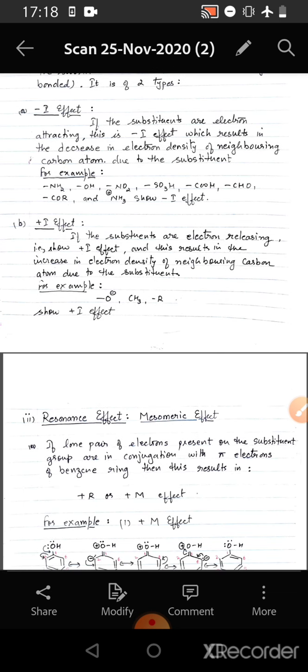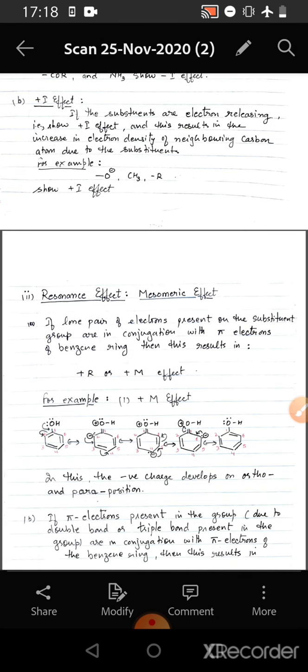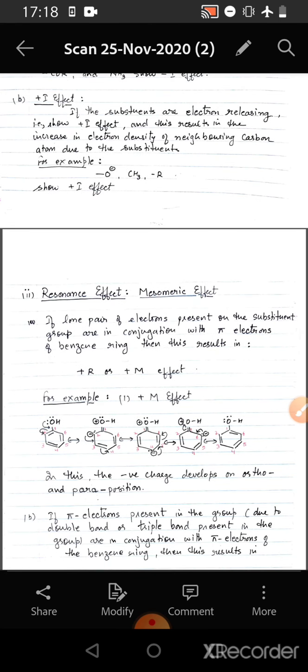Minus I effect. If the substituents are electron attracting, this is minus I effect, which results in the decrease in electron density of the neighboring carbon atom due to the substituent. Plus I effect. If the substituents are electron releasing, it shows plus I effect, and this results in the increase in electron density of the neighboring carbon atom due to the substituent.